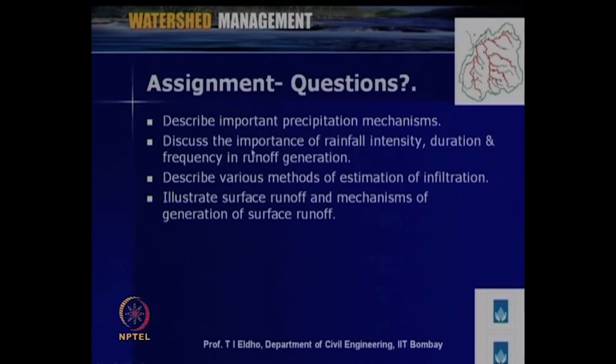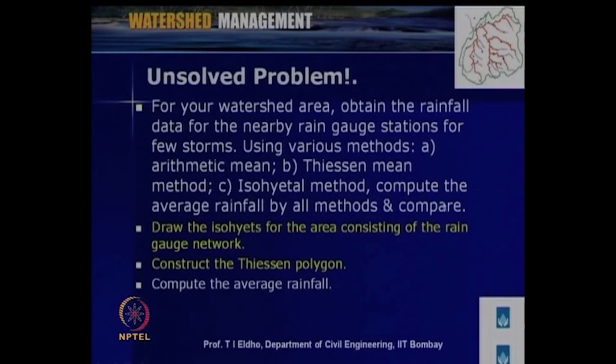A few assignment questions: describe important precipitation mechanisms, and discuss the importance of rainfall intensity, duration and frequency in runoff generation. Then describe various methods of estimation of infiltration, then illustrate surface runoff and mechanisms of generation of surface runoff. All these questions relate to today's lecture, where we have discussed the details. So, once you go through the lecture you can answer all these questions.